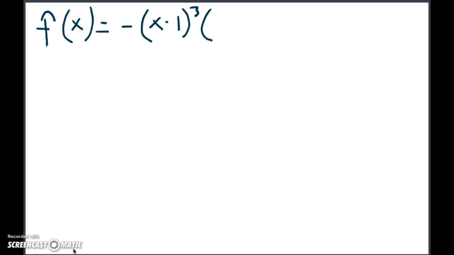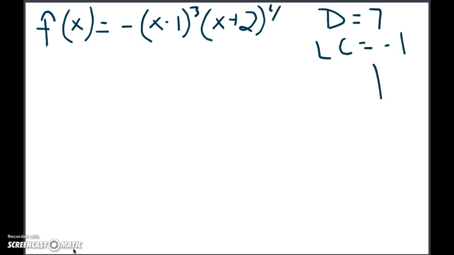What if I had one already factored? That makes it easy. If it said f of x equals negative x minus 1 quantity cubed times x plus 2 to the fourth, I look at this and I know if I were to multiply it out, the degree would be 7. I know that the leading coefficient would be negative 1. That tells me it has the same end behavior as this graph. It rises to the left, it falls to the right. So it's already factored for me. How convenient is that?